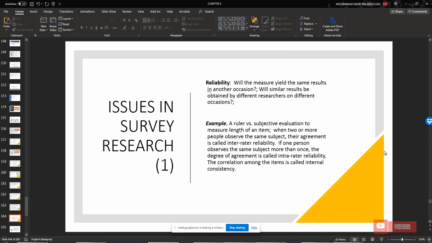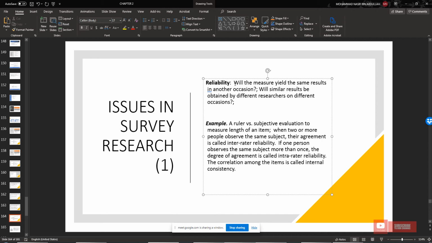Reliability means that the questionnaire that you already designed should be able to measure your objective, and it should be able to get the same result on another occasion, right? So the question is, will the measure yield the same result on another occasion? Will a similar result be obtained by a different researcher on different occasions? So this is reliability. Either your questionnaire can be trusted or not trusted.